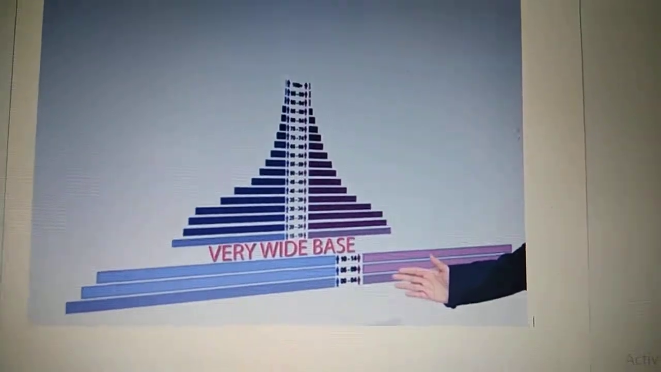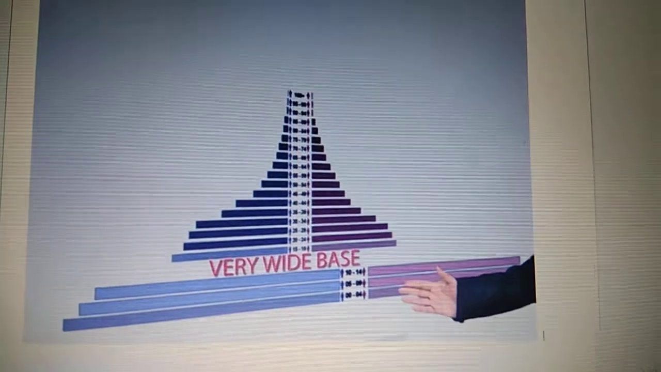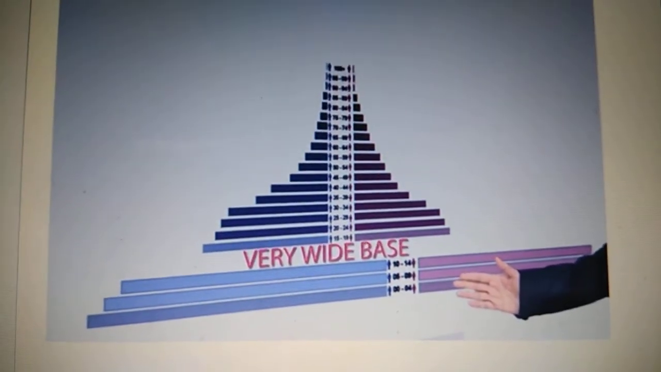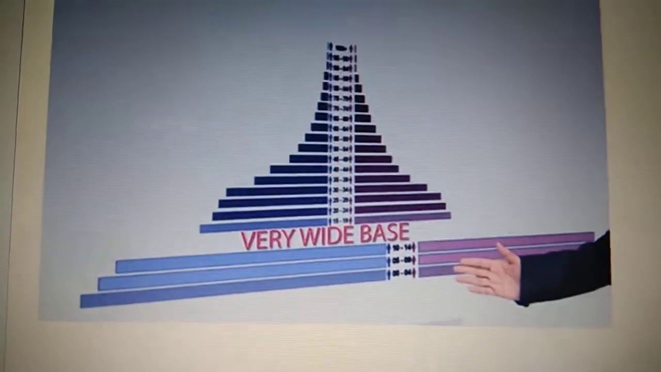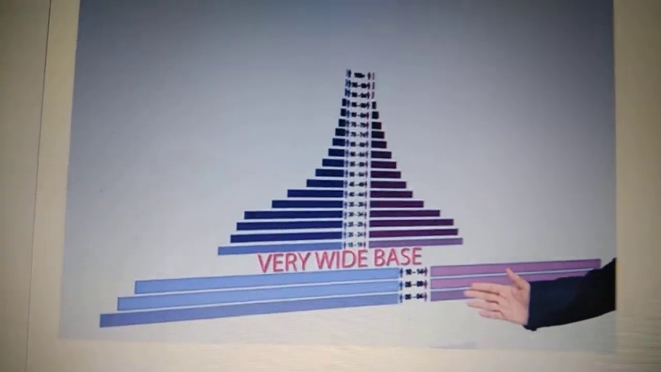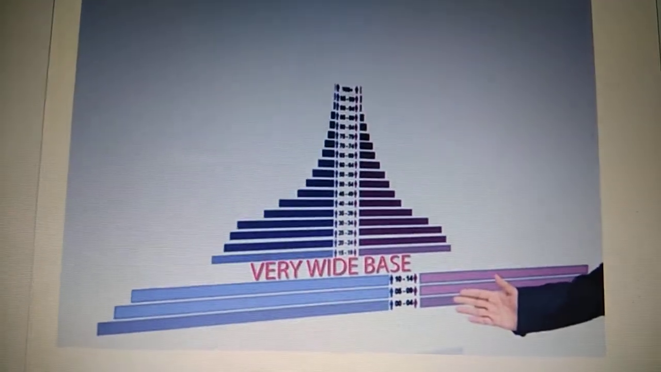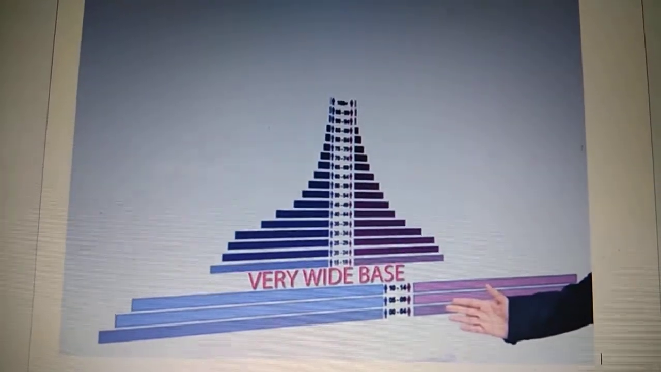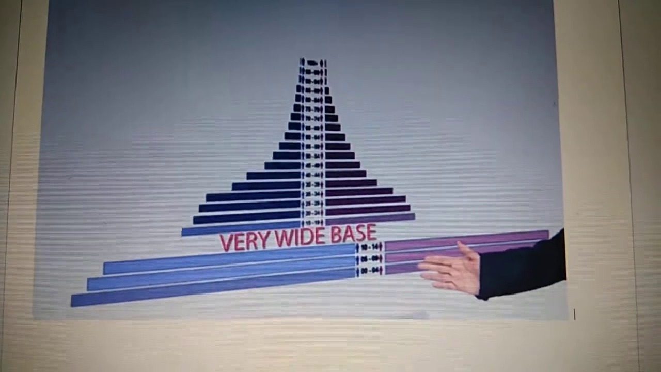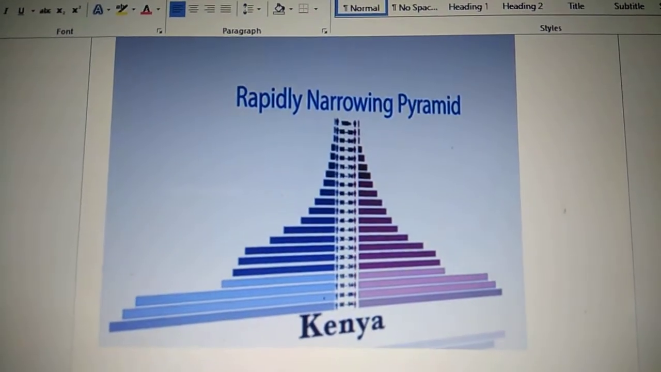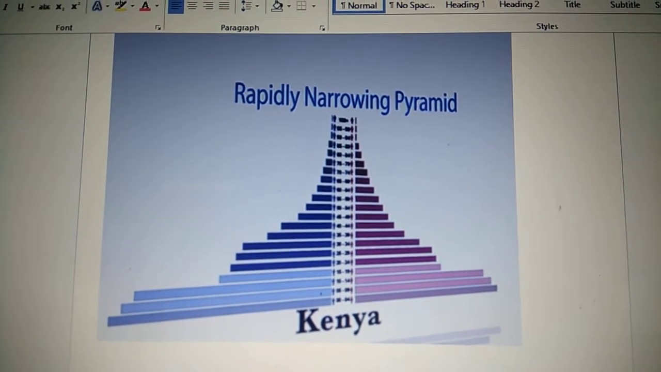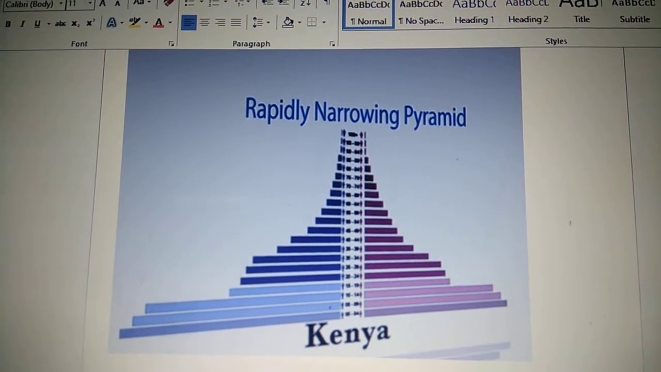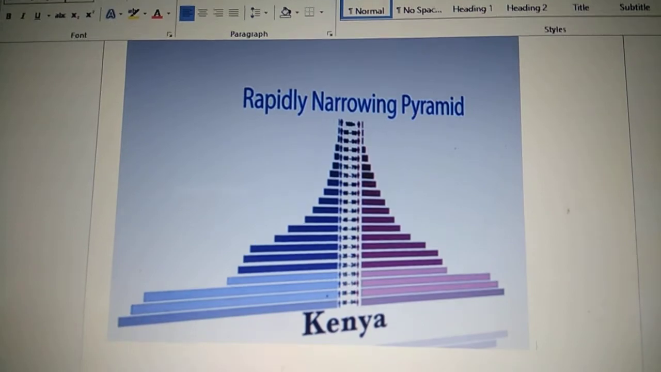Children, now let us study the population pyramid of Kenya in detail. You can see the bottom is very wide, very broad. So what does that indicate? It indicates a very high birth rate in Kenya. Lots of children are born. You can see that the pyramid rapidly narrows towards the top, as shown by these bar lines. They are getting shorter and shorter.